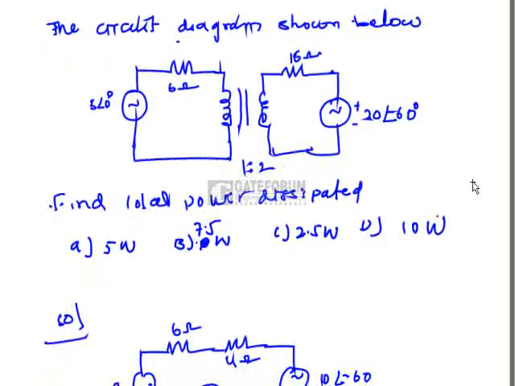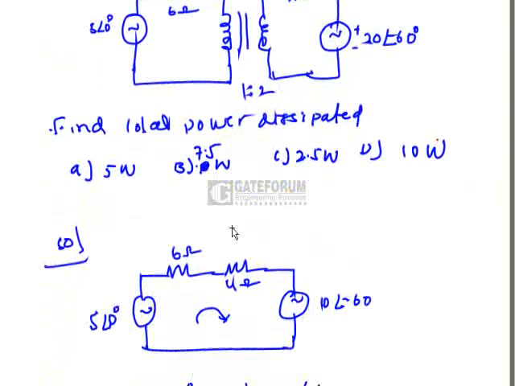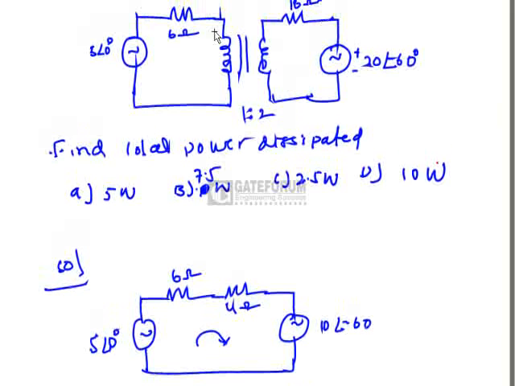If we transform the secondary elements to the primary, we will get this network. So this is the network while transforming secondary to the primary, because here the transformation ratio is 2. So if you transfer 16 ohms to the primary side, this will be divided by 4, because the formula is 16 divided by k square, where k is 2, where k is the transformation ratio. So that's why we will get 4 ohms, and the voltage is divided by transformation ratio. So that is 20 divided by 2, that is 10 at an angle minus 60 degrees.